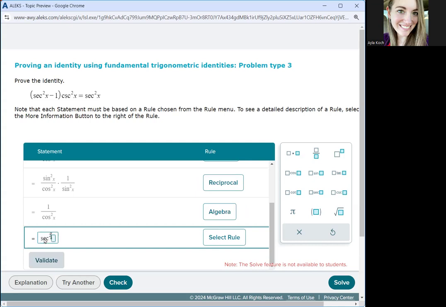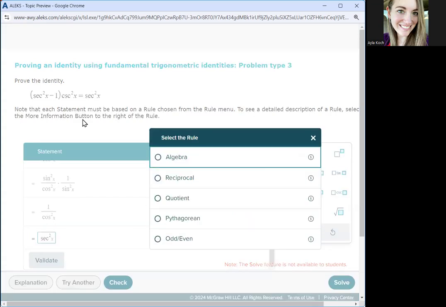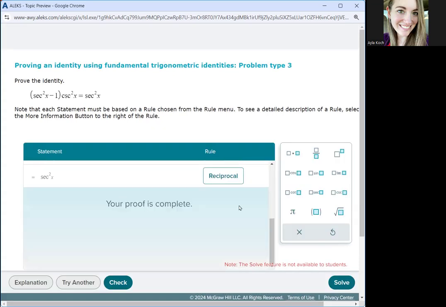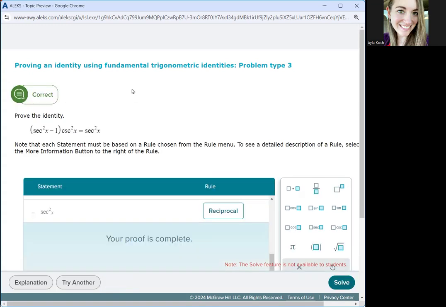Well, that is secant squared, which is what we were looking for. That is due to a reciprocal rule. I validate it. Your proof is complete. Now you click check, and then you get it correct.